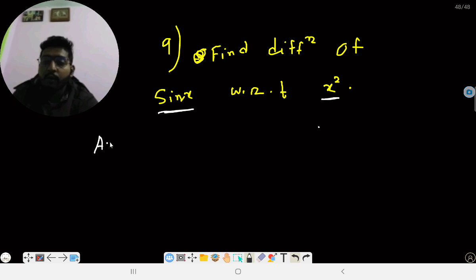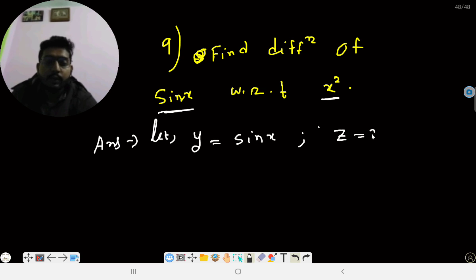So that means here also two functions are given, sin x and x square. I am letting the first one as y, that is sin x, and the second one, x square, as z. Now we have to find the derivative of sin x with respect to x square. That means we have to find the differentiation of y with respect to z, that is dy/dz.